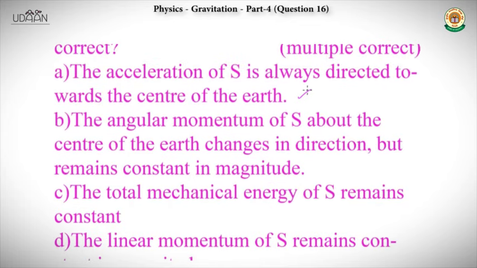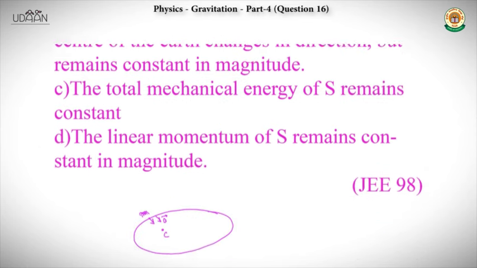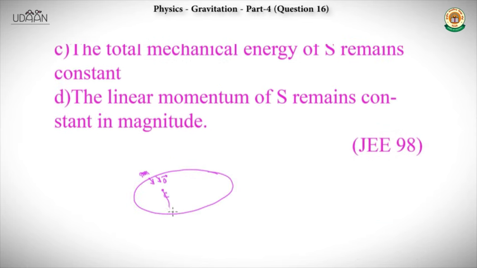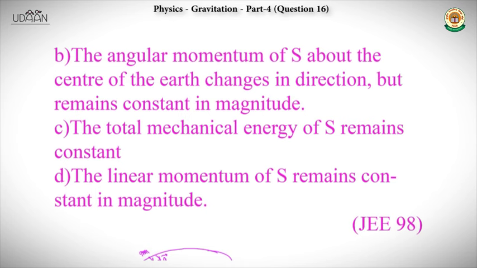Okay. Now coming to option B, the angular momentum of S about the center of Earth changes in direction but remains constant in magnitude. So the angular momentum of S is constant in direction, because whenever you take R cross V, velocity is over here, R is over here, so you always get it coming out of the plane. You always get it in this direction. Therefore the direction of the angular momentum remains the same. This part is wrong, therefore this option is incorrect.